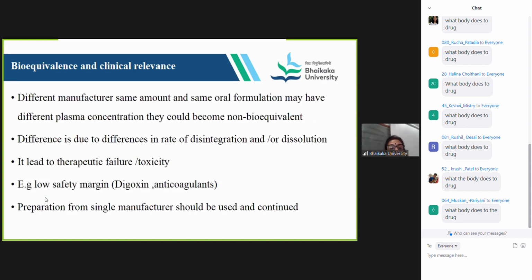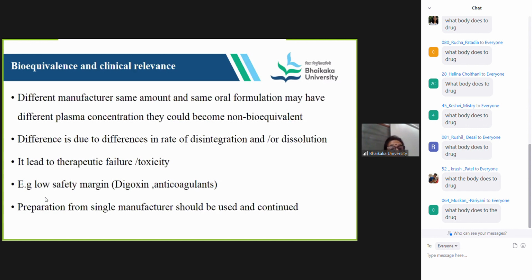Different manufacturers, same amount, same oral formulations, but they may have different plasma concentration. And as I told you, one of the factors affecting absorption is concentration itself. There is a specific amount of concentration required for a drug to absorb. So if there is some change in plasma concentrations of any brand or any manufacturer, they are not bioequivalent. And that's why the same brand should be continued.